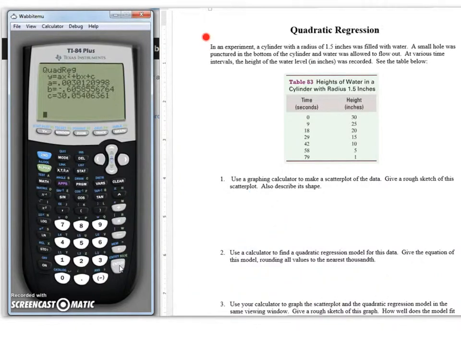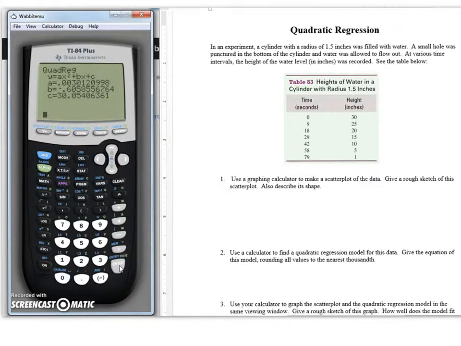Now number 3 asks us to use the calculator to graph the scatter plot and the quadratic regression model in the same window. And then we're supposed to give a sketch of that. So the idea here is, you know how before we graphed the scatter plot? Well, now we want to graph that plot again, but this time with the quadratic regression model included with that.